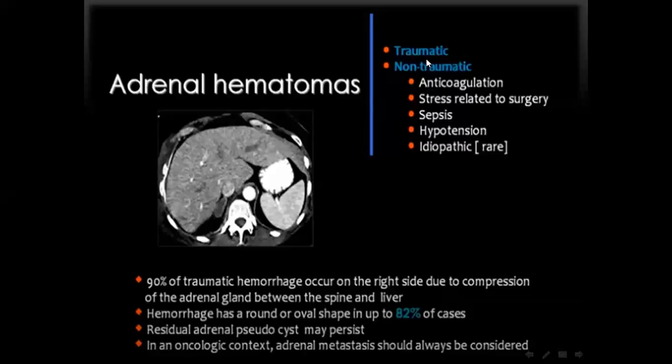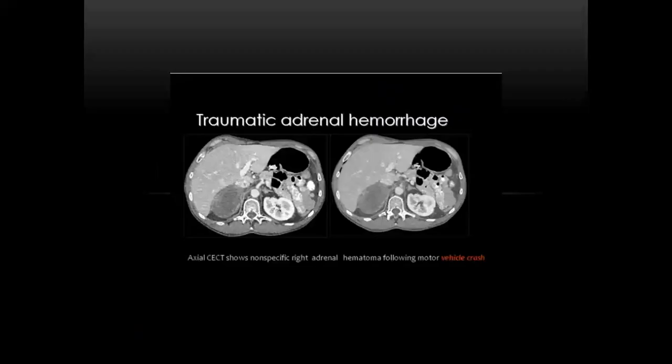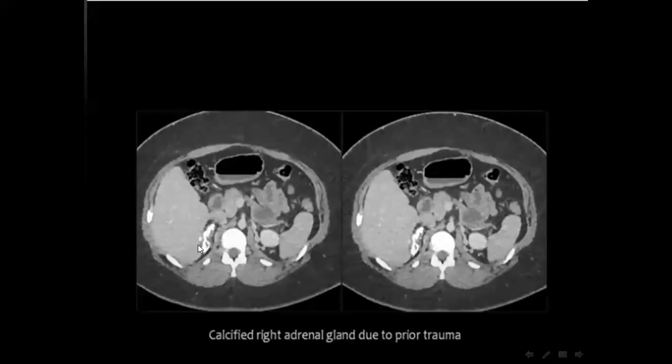The hemorrhage is either traumatic or non-traumatic. Non-traumatic causes are anticoagulation, stress related to surgery, sepsis, or hypotension, or idiopathic, which is rare. This is a CT scan image of right adrenal hemorrhage. This is a calcified right adrenal gland due to a prior trauma.